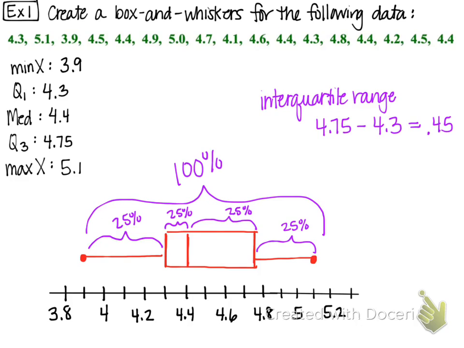So you're going to find all of your data. Then you're going to create a box and whiskers plot for your data. Now, you need to have a title for your box and whiskers plot. You need to have your box and whiskers plot, and you need to have all your data listed.